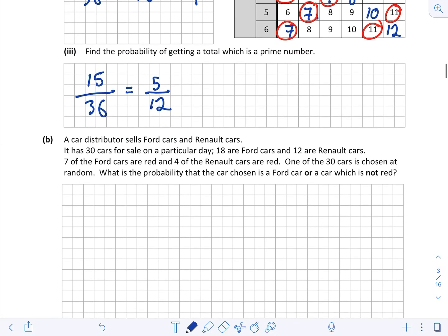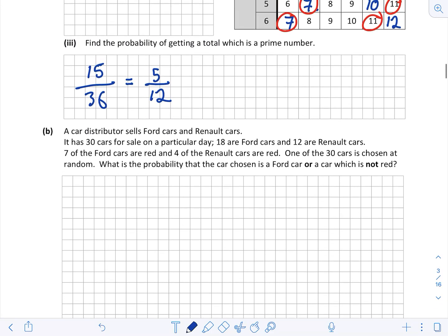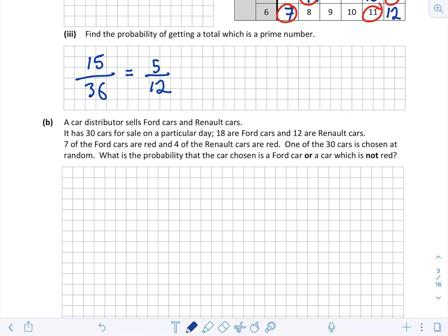A car distributor sells Ford cars and Renault cars. Is it Renault or Renault? I think it's probably Renault. It has 30 cars for sale on a particular day. 18 are Ford cars and 12 are Renault cars. 7 of the Ford cars are red and 4 of the Renault cars are red. One of the 30 cars is chosen at random. What is the probability that the car chosen is a Ford car or a car which is not red?